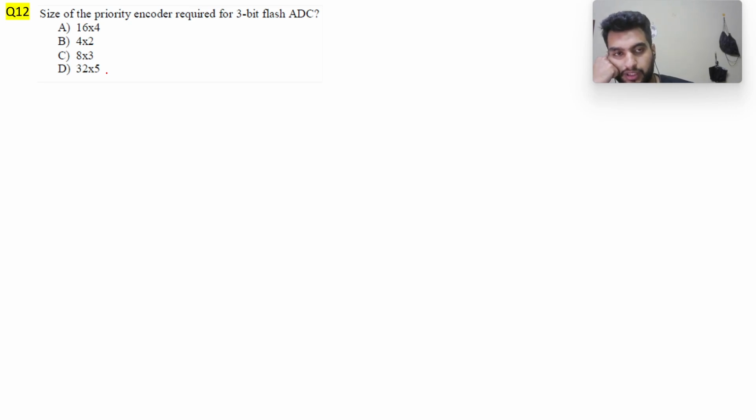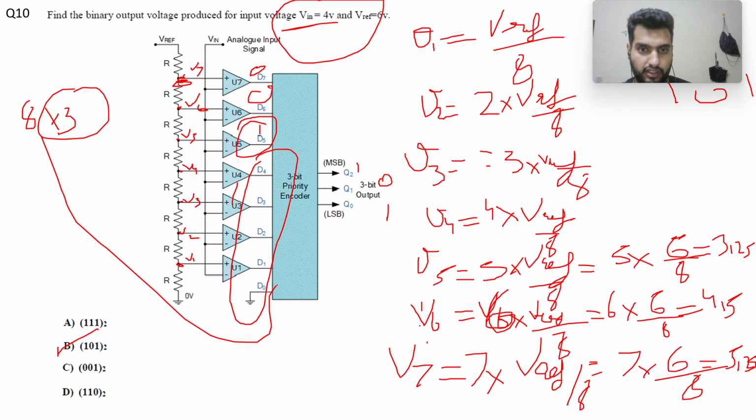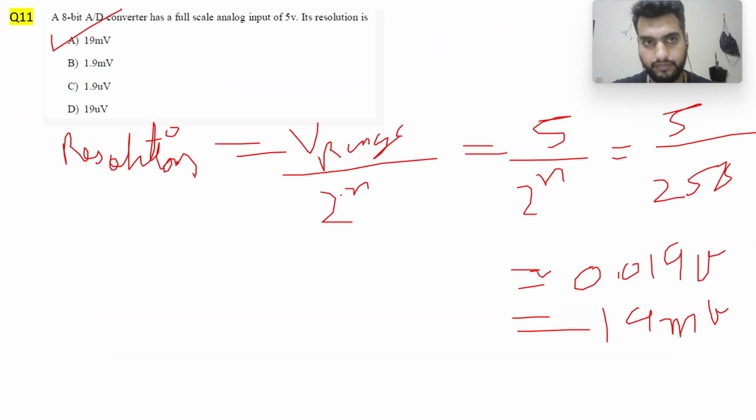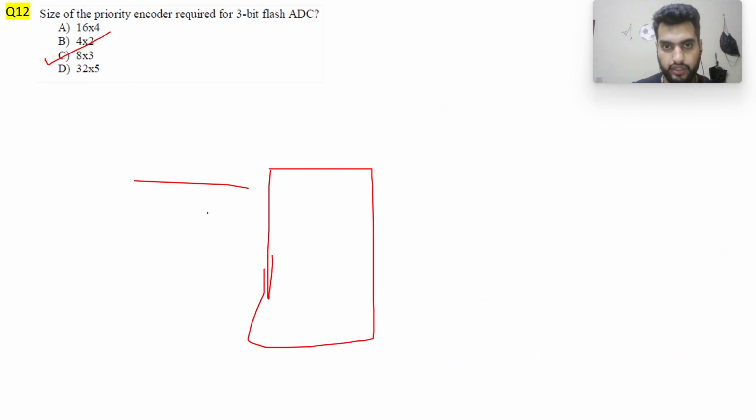No, 3-bit. If you simply look at it, you just saw it here only, right? This was nothing but a flash ADC. An 8 cross 3 encoder is required, a 3-bit flash ADC having 8 inputs and 3 outputs, right? So option C is your right answer. Let me just draw it here: 8 inputs and 3 outputs.